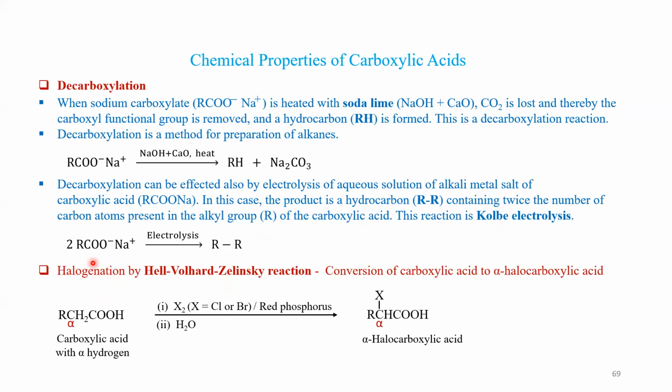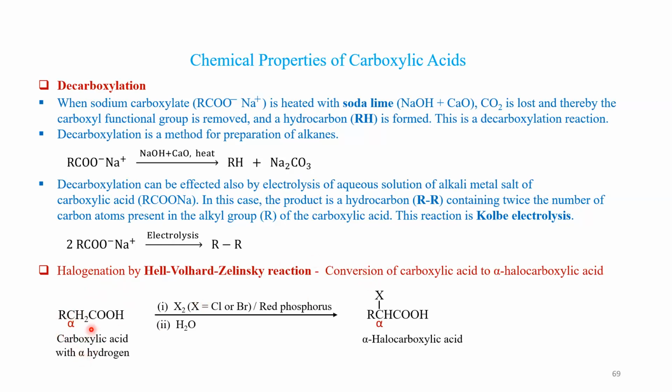Then we have halogenation, by the Hell-Volhard-Zelinsky reaction. This reaction is shown only by those carboxylic acids which have at least one alpha hydrogen. The carbon which contains the COOH group is the alpha carbon. Hydrogen attached to the alpha carbon is the alpha hydrogen. So only those carboxylic acids which have at least one alpha hydrogen undergo this reaction.